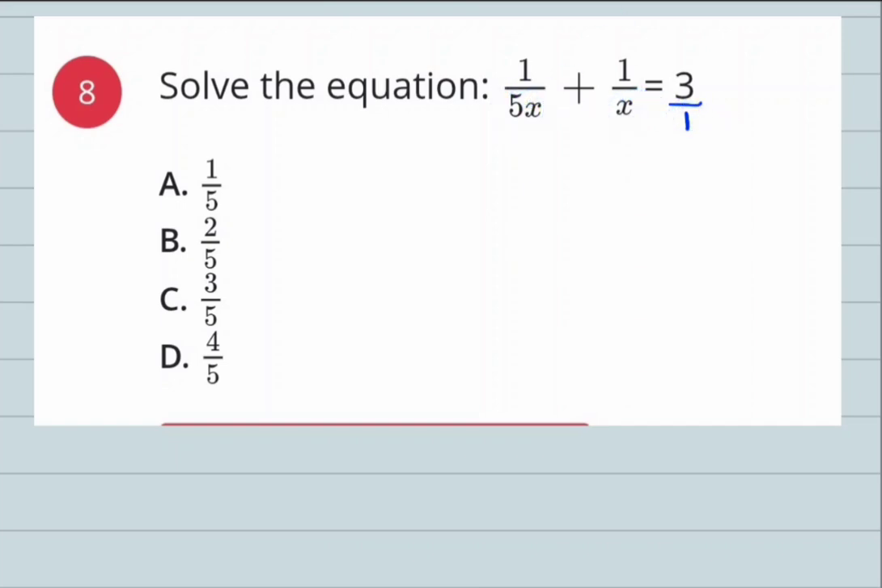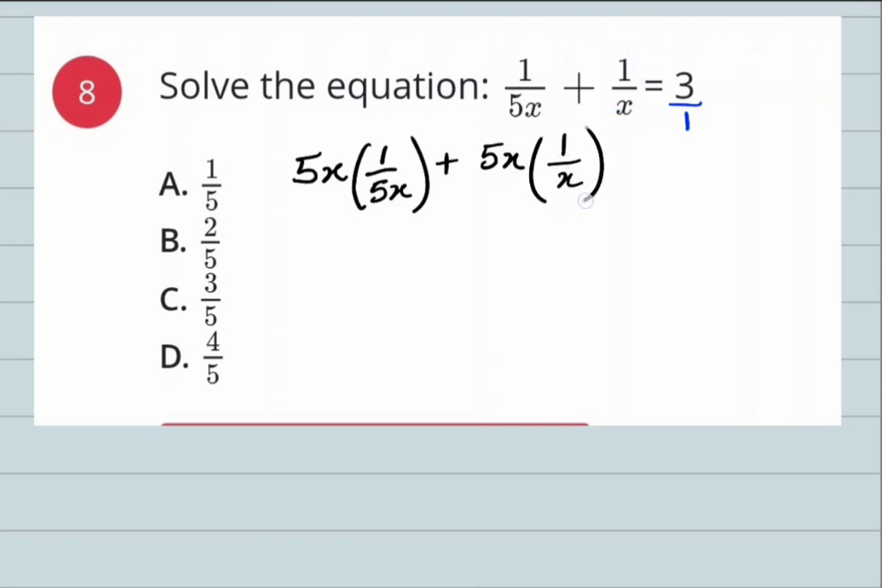Once we are able to obtain that, we multiply all the terms in the equation by the LCM. And of course, our LCM here is 5x. The LCM of 5x and x is going to give us 5x. So you multiply 5x by 1 over 5x, that is the first term here. Then plus 5x again, multiplied by the second term here, 1 over x, is equal to 5x multiplied by the constant term 3.